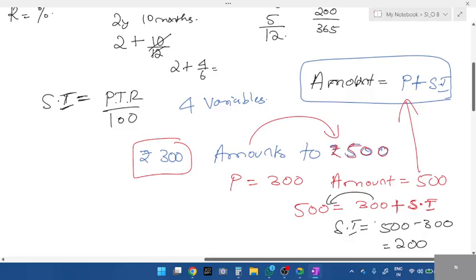So think and answer, students. Just don't blindly answer. Substitute the values. 500 minus 300 is 200. Any doubts in these concepts? Shall we start solving?